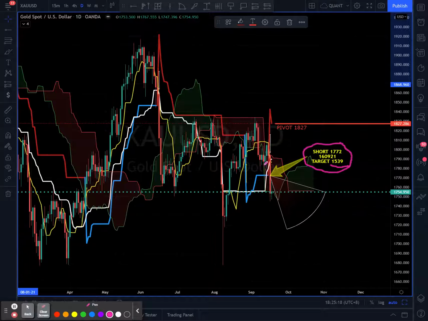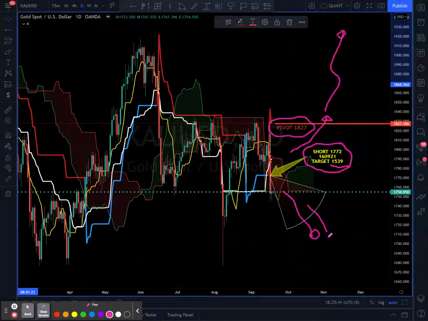All right, so on a short term basis, on the daily chart, it is issuing a short signal to test 1539 with a pivot resistance on the super trend line at 1827. So, what this means is that unless gold is able to break through 1827 to test higher levels, most likely because of this short signal, you're going to have prolonged weakness to test that 1539 level.